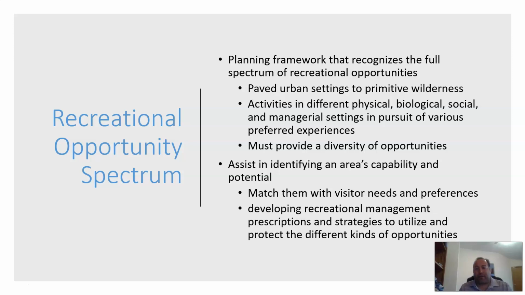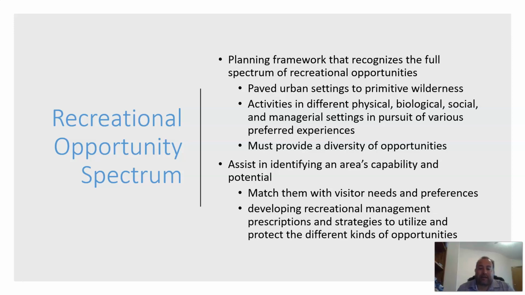So the recreational opportunity spectrum, or the ROS, that's a planning framework that recognizes the full spectrum of recreational opportunities. So you're going all the way from the idea of paved urban settings to primitive wilderness where there's nothing available. So, toilets and parking lots and signs and all sorts of stuff to here is just nature. You figure it out. The activities will differ physically, biologically, socially, and then the managing of the land. And it's all for the basic understanding that we've got to provide a diversity of opportunities.